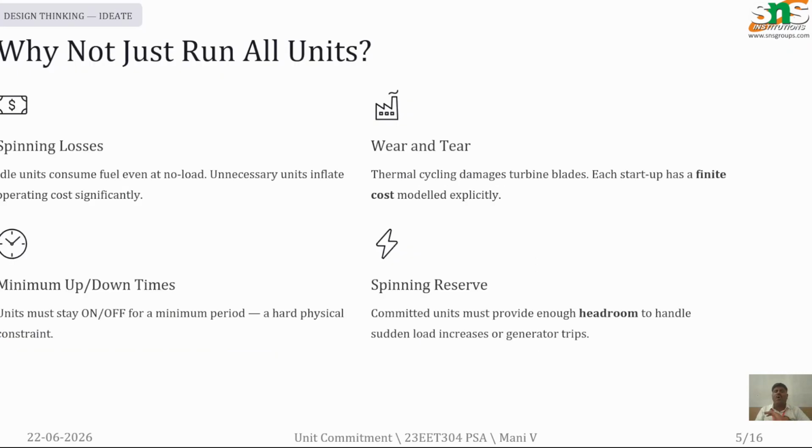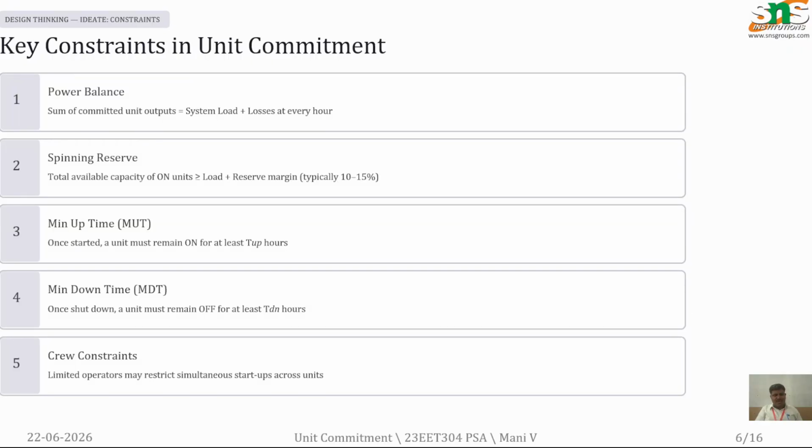So why not just run all units? It is because of spinning losses. Idle units consume fuel even at no load. Unnecessary units inflate operating cost significantly, along with wear and tear. Thermal cycling damages turbine blades, so each startup has a finite cost that is modeled explicitly. Over several years, the wear and tear cost is also very high. Then there are minimum up and down times: a unit must stay on or stay off for a minimum period. A typical constraint is based on load forecasting and the spinning reserve. Committed units must provide enough headroom to handle sudden load increases or generator trips. So these are the key constraints involved in unit commitment.